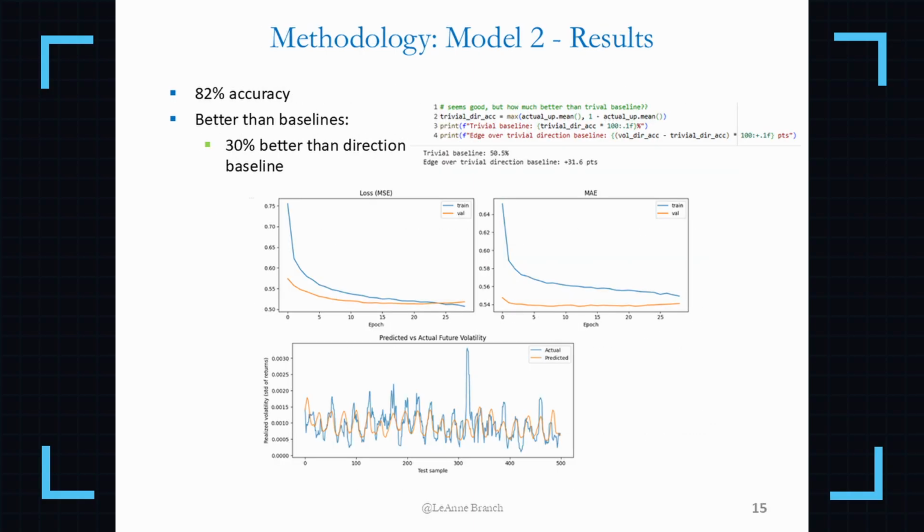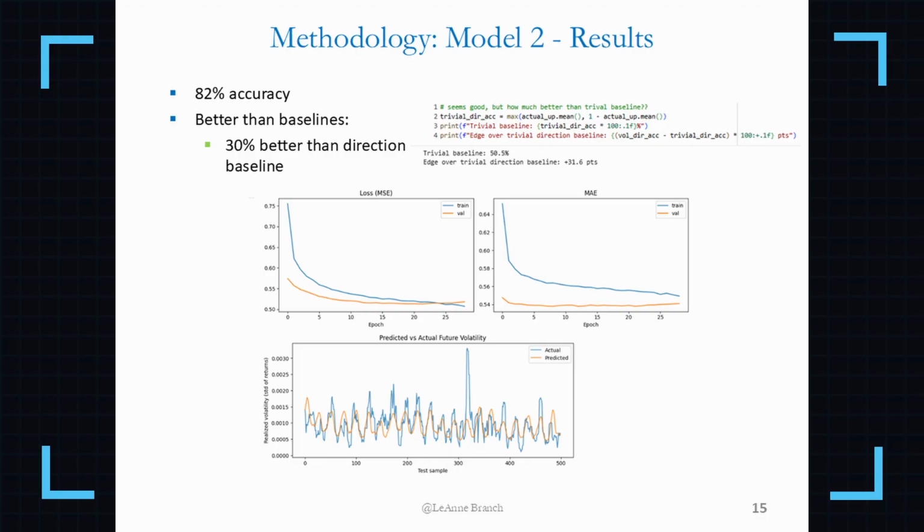So Model 2 actually performed much better. And again, we're predicting volatility here instead of trying to predict the price movement. Predicting volatility came out to have an 82% accuracy. And I compared this to a lot of the benchmarks that are used in the industry. You'll see a little bit more of that in my report.